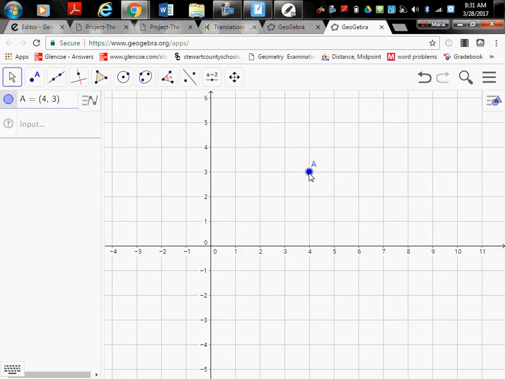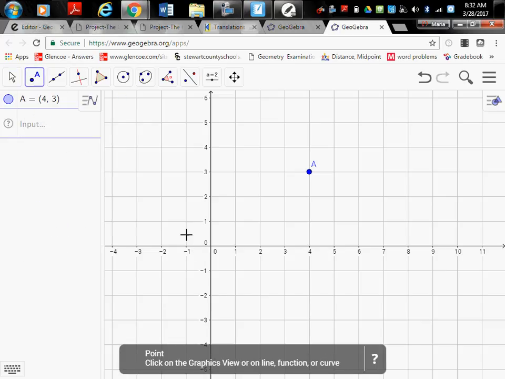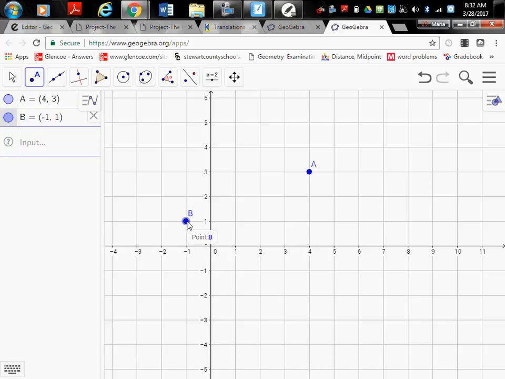So if I want point B at -1, 1, I go -1, up 1. Point B, -1, +1. Then go back and double check. All right, it says B is at -1, +1. And then check your paper to make sure that that is in the right spot.